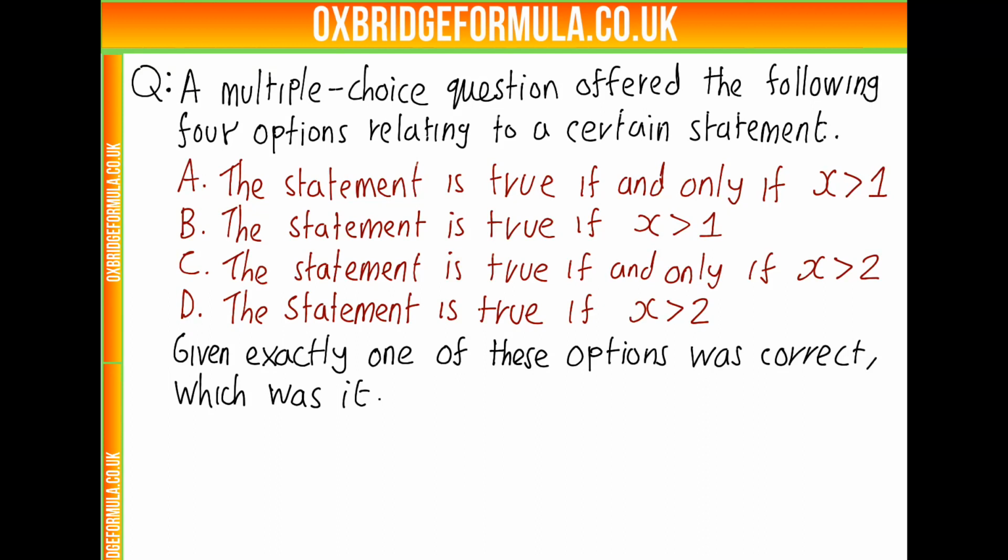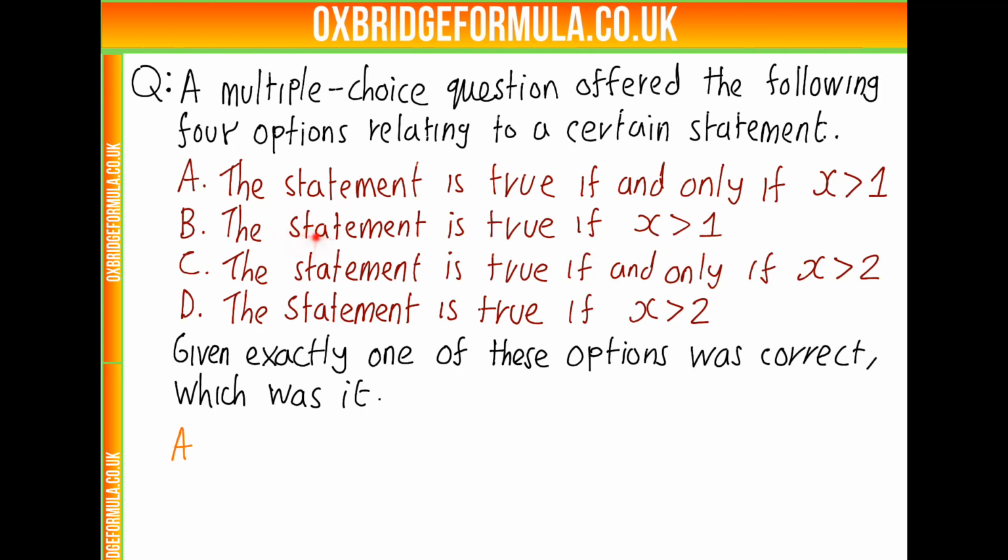So how do we go about this question? Well, let's go through one by one, presuming A, B, C and D are true, and see what else it implies is true. So let's look at A. So the statement A is true. So that means our statement is true if and only if x is greater than 1.